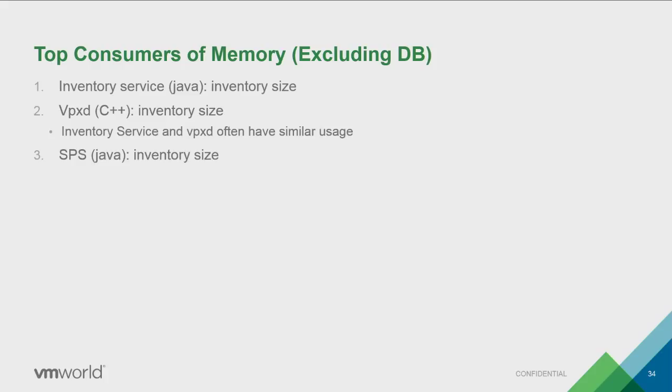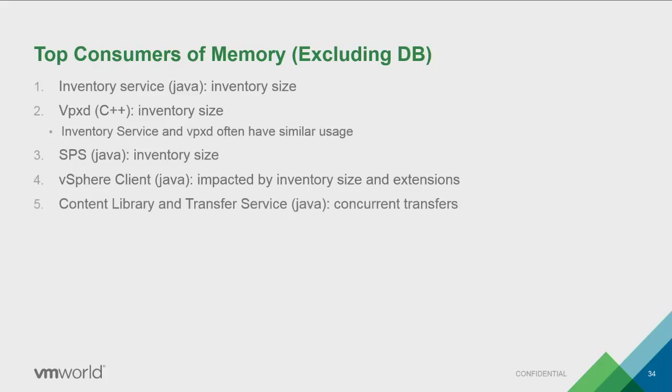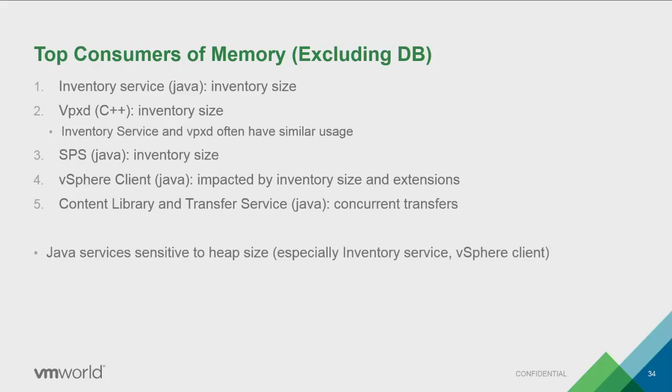The next one is typically our storage profile service. It stores a lot of information about different items in your inventory, so it varies with the inventory size. After that, the vSphere client service, remember, the one that interacts with the web client and satisfies those requests, is typically next. The memory usage of that depends on the inventory size and, critically, on the types of extensions you have, whether it's VROps, NSX, whatever. And then the fifth one in the top 5 is usually the content library and transfer service. In contrast to the other services, the memory usage of that is going to vary based on the number of concurrent transfers that you're doing and stuff like that.